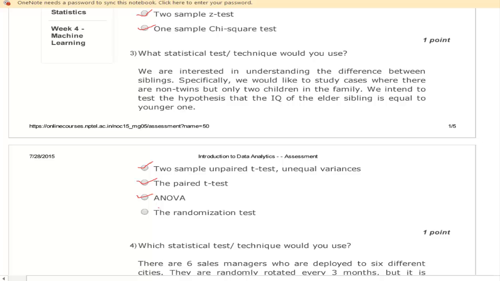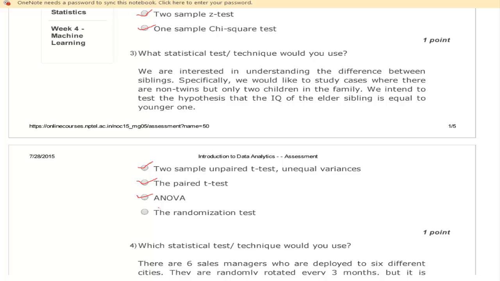And finally, you have this thing called the randomization test. That is not something that we've really covered in this class. So for this question and for subsequent questions, irrespective of whether you feel the randomization test is the correct answer or not, we don't want you to check that as the right answer.